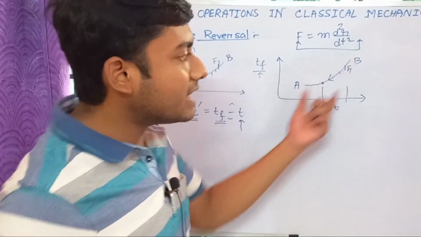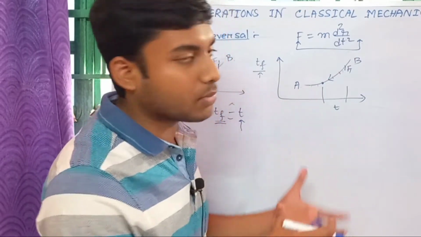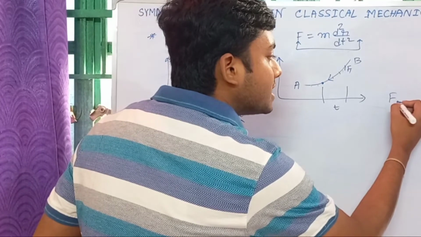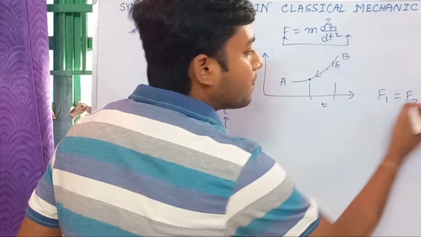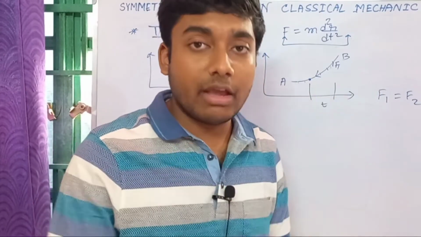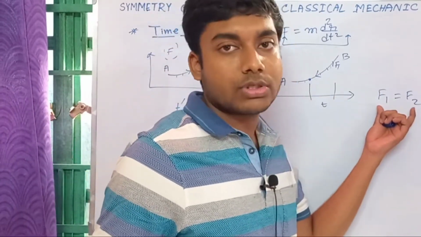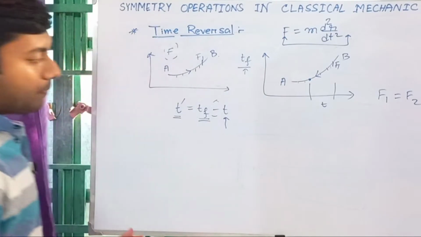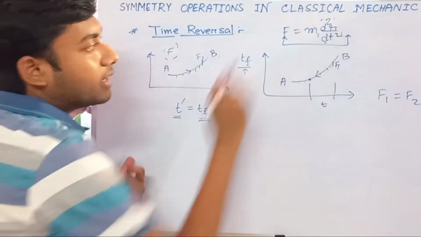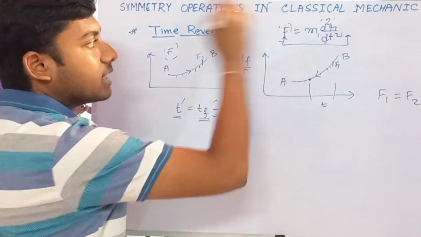Okay, so in such a process we are dealing with... Okay, so here we can easily say that F1 is equal to F2. This is our forward process, this is our backward process. So at each and every instant of time this holds true. Okay, so what we want to do is calculate d2r over dt2 for this LHS and RHS.